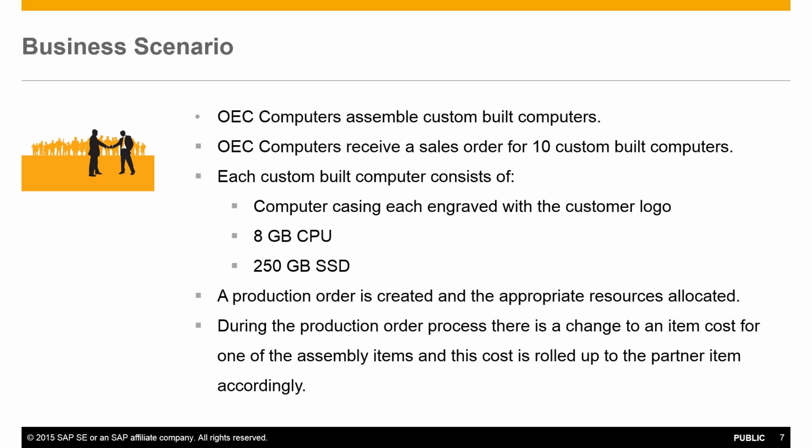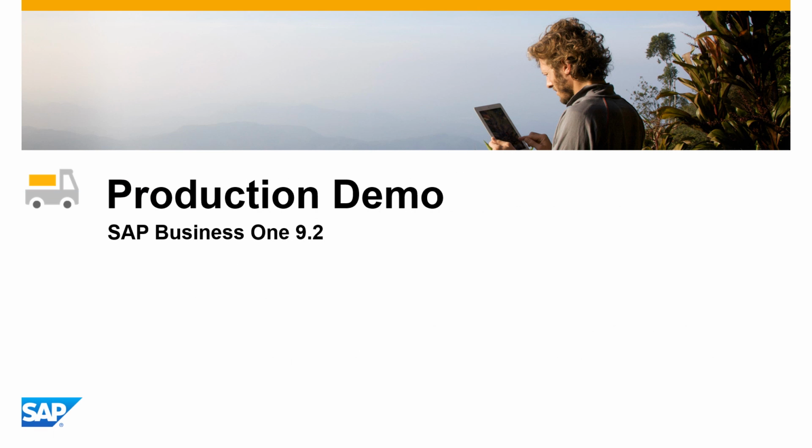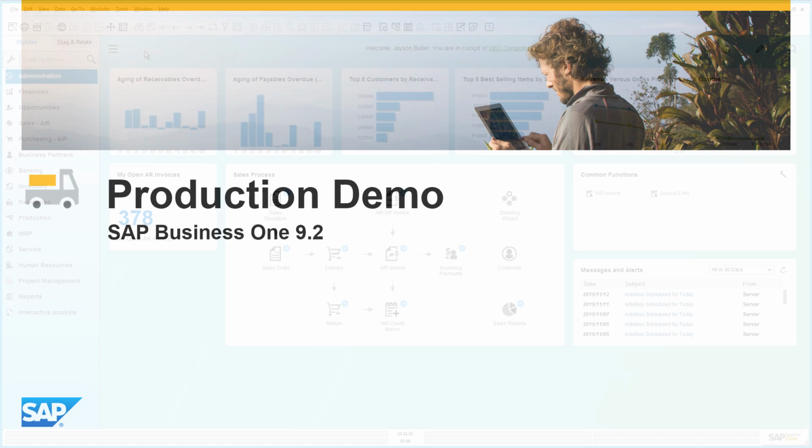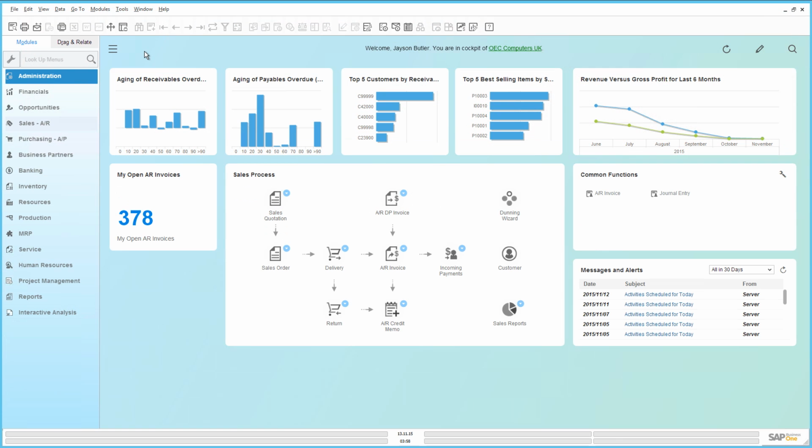During the production order process, there is a change to an item cost for one of the assembly items, and this cost is rolled up to the parent item accordingly. Let's now see how this is executed in SAP Business One Release 9.2. We are now logged into SAP Business One Release 9.2.